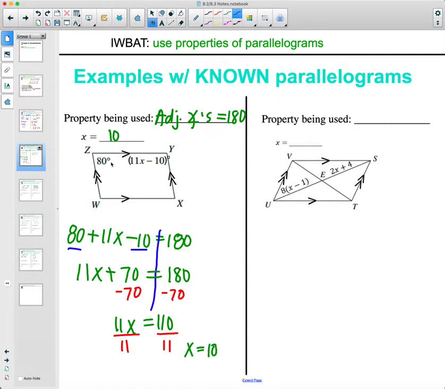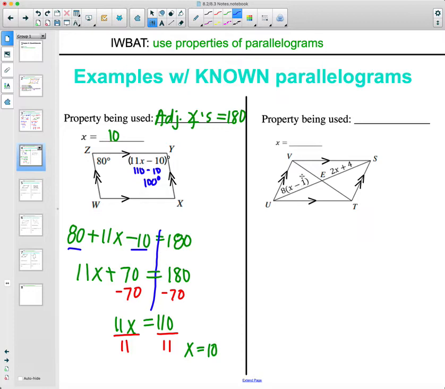Then again, I would plug it in. This one's already 80, so I would plug 10 in here, so that's 110 minus 10, which is 100, and 100 plus 80 is the 180 that we wanted, so we are good.